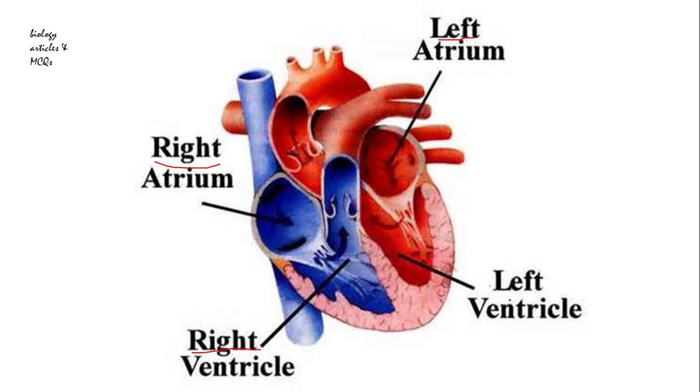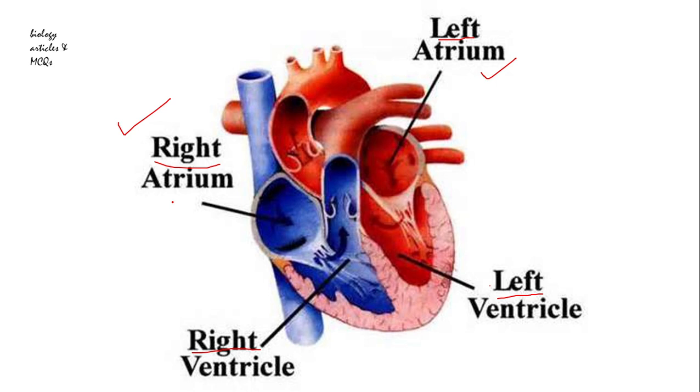You can see here the two chambers are on the right side of the heart, and the two chambers are present on the left side of the heart, so they are named right and left. And this is the right side of the heart, and this is the left side of our heart. So the atrium that is present on the right side of the heart is known as the right atrium, and the one on the left side of the heart is called the left atrium.